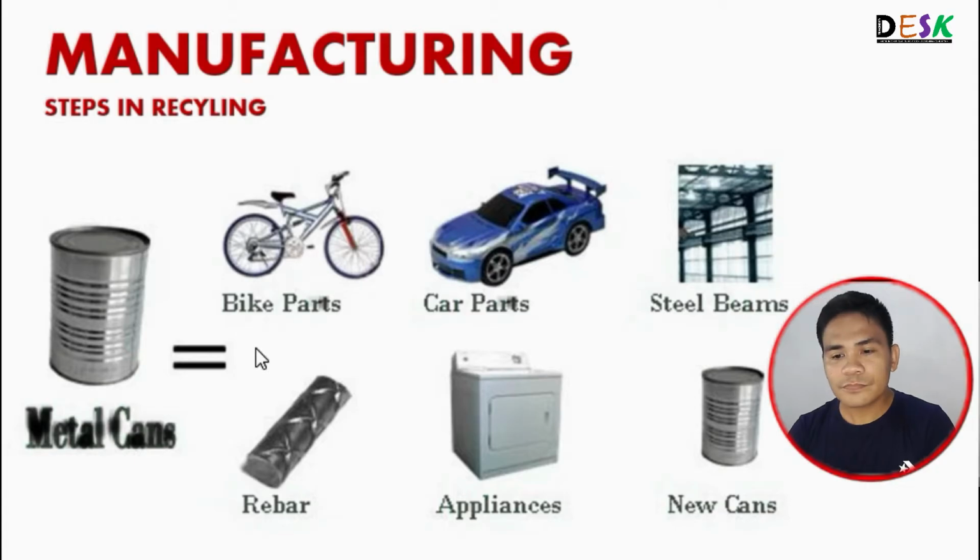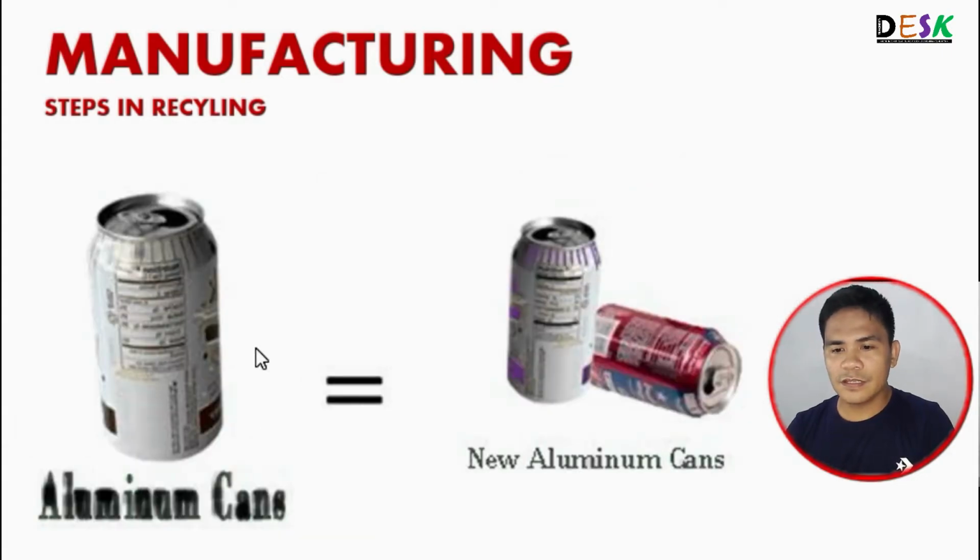Now metal cans, like the empty cans of sardines, corned beef, and just like that, they can be recycled into virtually anything that uses metal. For example, we have the bicycle parts, the car parts, the steel beams, the rebar, the appliances. New cans, they can also be recycled to make a car, and the airplanes and everything automotive that moves. Okay, next we have the last one. We have that's metal, the aluminum cans. The aluminum cans can be recycled into new aluminum cans, and also products that make use of aluminum.